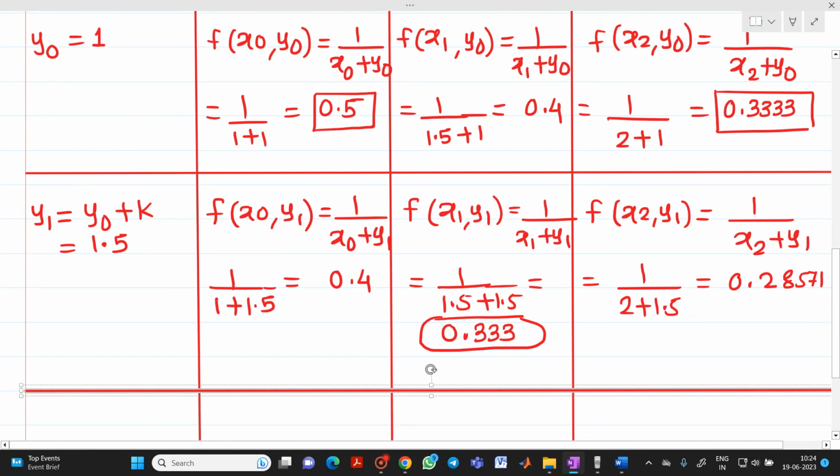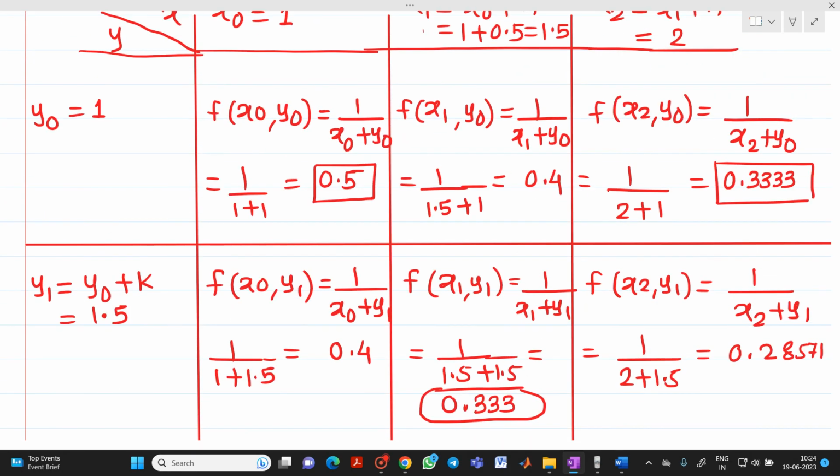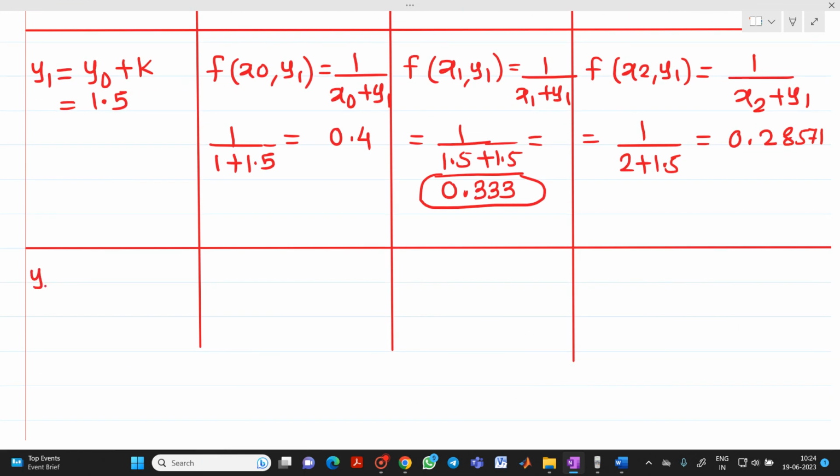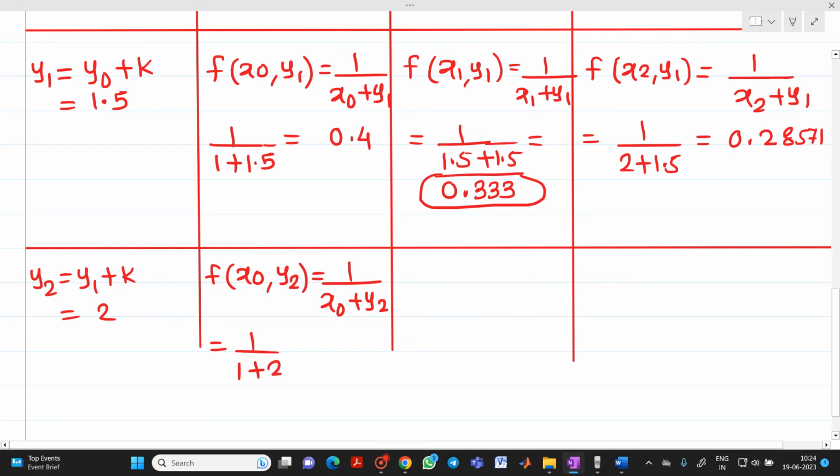Okay, so if you see, initially y0 was equal to 1, y1 was y0 plus k, and what is the value of y2? y2 will be equal to y1 plus k, so it will become 1.5 plus 0.5, which is 2. So this element will be f of x0 comma y2, which will be equal to 1 upon x0 plus y2, which is equal to 1 upon 1 plus 2. The answer will be 0.3333. So keep it within a box.